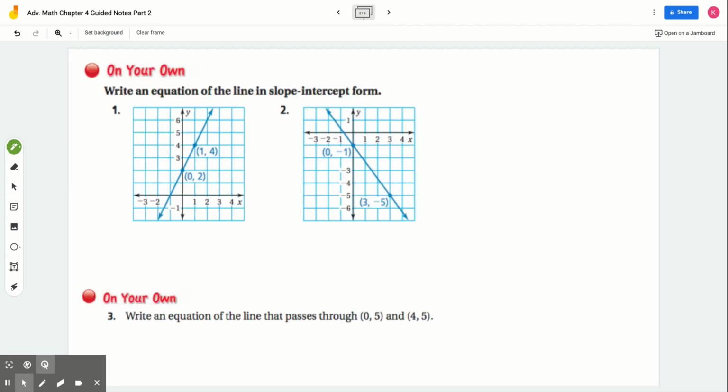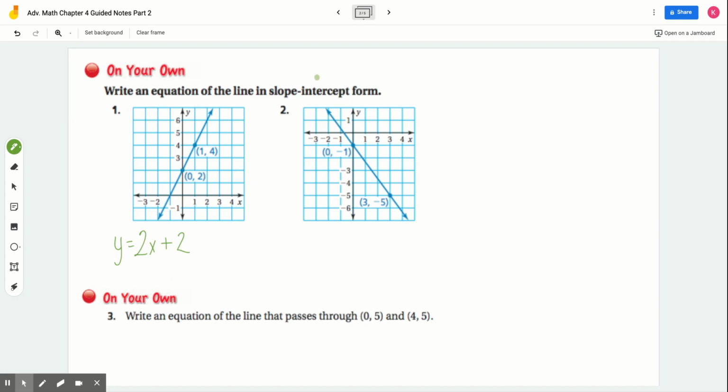Go ahead and try to write an equation using that slope-intercept form for numbers 1 and 2 right now. For number 1, we have a slope from one point to the next of up 2 over 1. So slope of 2, positive, because from left to right our line goes up. So 2x plus, starting at 2 on the y-axis for our y-intercept. So for the first equation, our equation is y equals 2x plus 2.